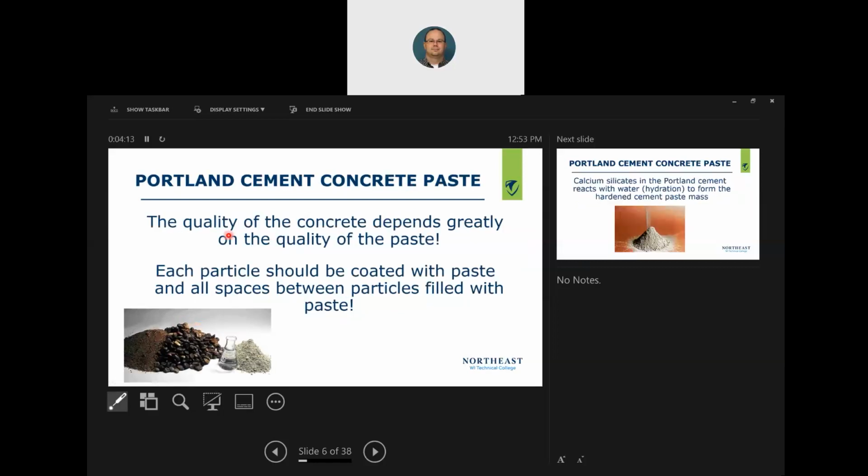All right, so the quality of concrete depends greatly on the quality of the paste. Each particle should be coated with paste and all spaces between particles filled with paste. I picture this as making pancakes. What happens when we have too little water when you're trying to make pancakes? Your pancake mixture is not mixed very well, and it's really clumpy and not coating properly. But on the other hand, if your pancake mix is too runny, it's pretty much self-leveling. It gets diluted.